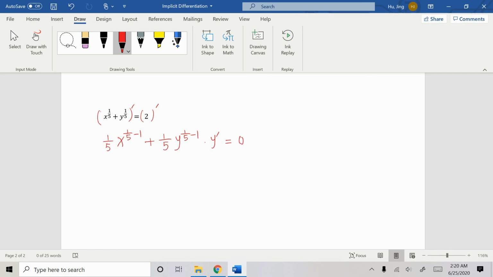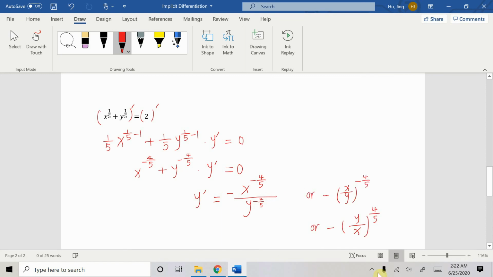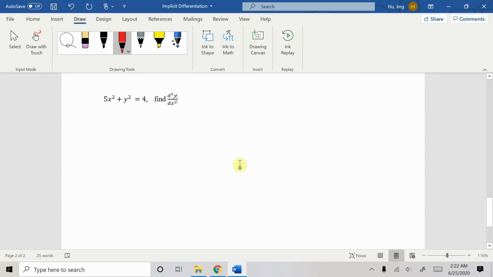Then we clean up: x to the power of negative 4 over 5 plus y to the negative 4 over 5 times y prime is 0. So we get the y prime. Or you could combine the exponent or just flip it upside down, removing this negative. Okay, now let's do the next question.